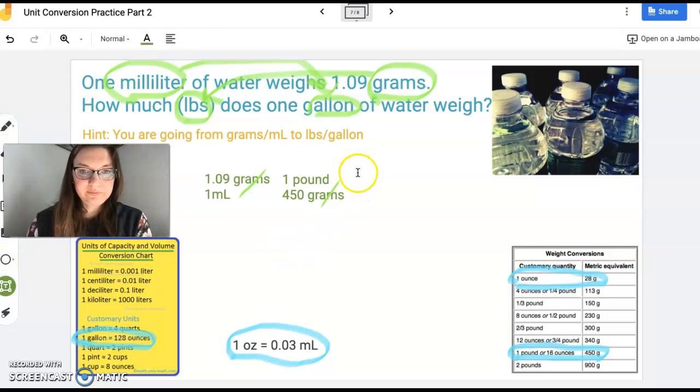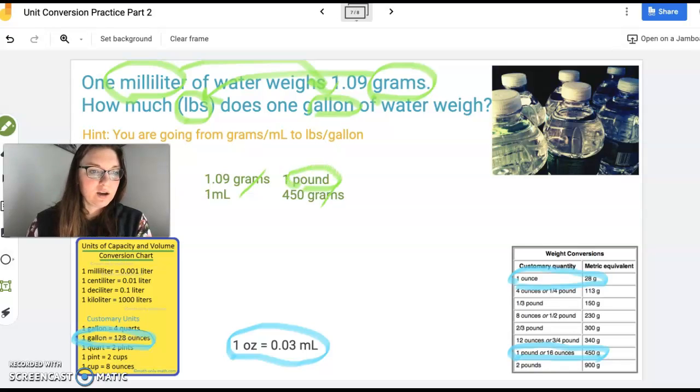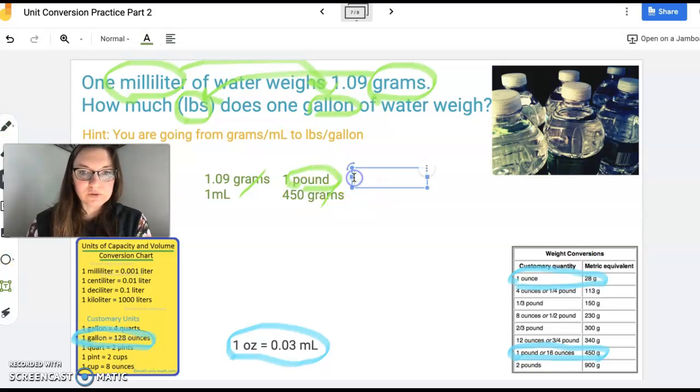Oops, let me just circle this. That one's good. Okay, milliliters to gallons. So we want to go from milliliters to ounces, and then from ounces to gallons. So remember, since we're starting with this one down here, we're going to put it up above the vinculum.